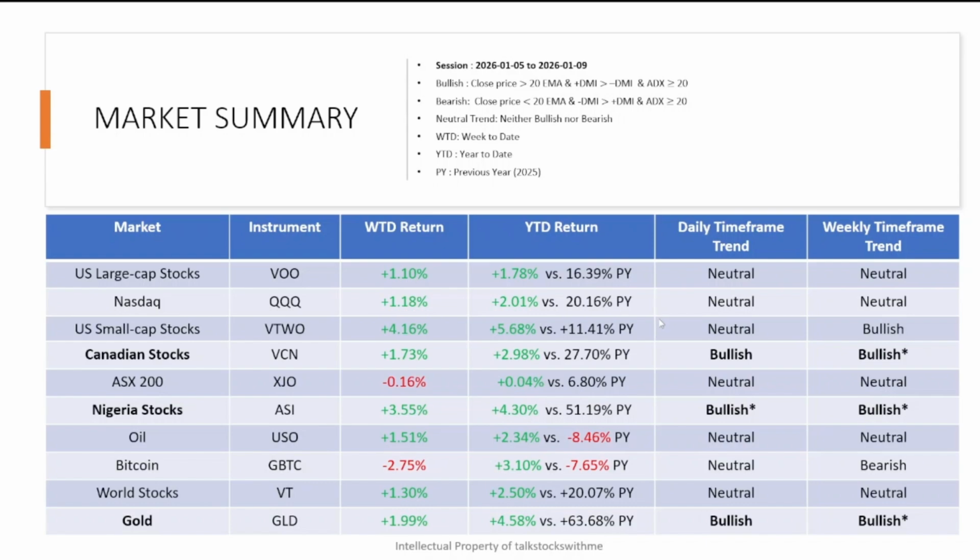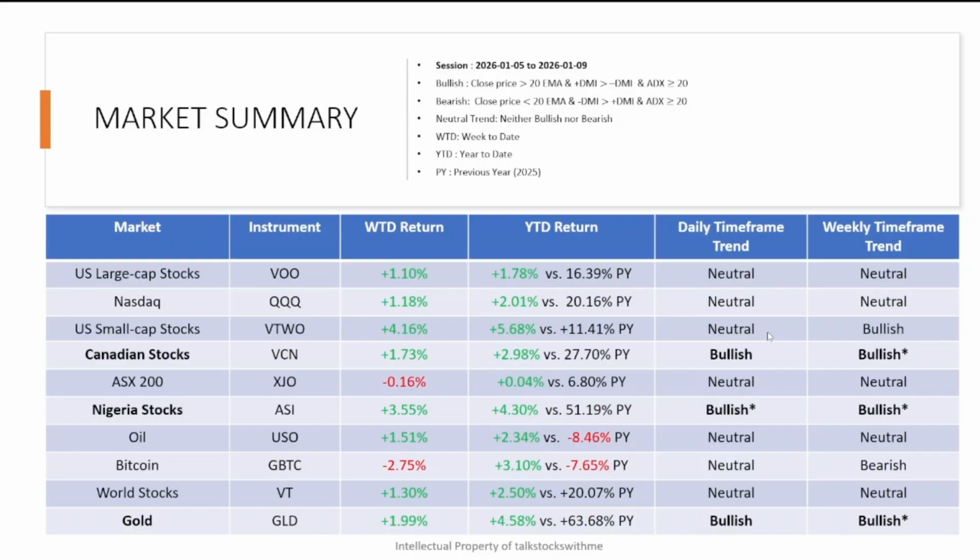Looking at the charts in the near term or in the short term, even though I labeled it neutral, it's clear that the buyers are really present in that chart. I can see the close price is above the 20 EMA. Even the plus DMI is above the minus DMI, but the ADX is not yet 20, but it's developing. So you want to pay close attention to the US small cap stocks in the short term. But in the midterm, it's bullish. So yeah, I think that's important for me to call out.